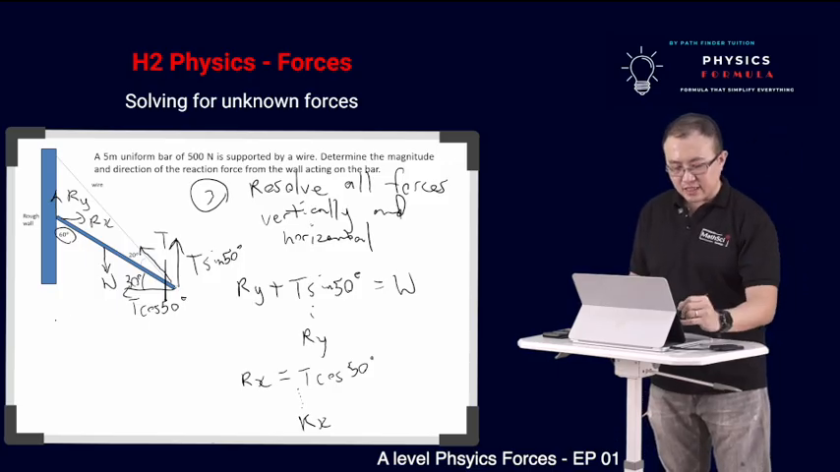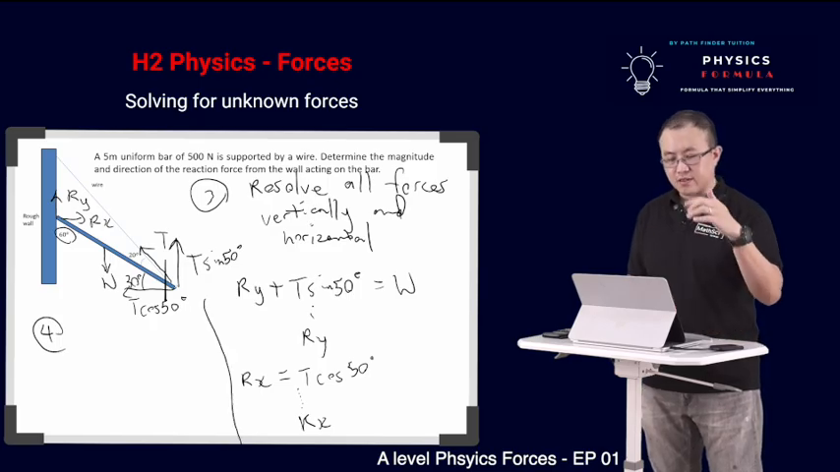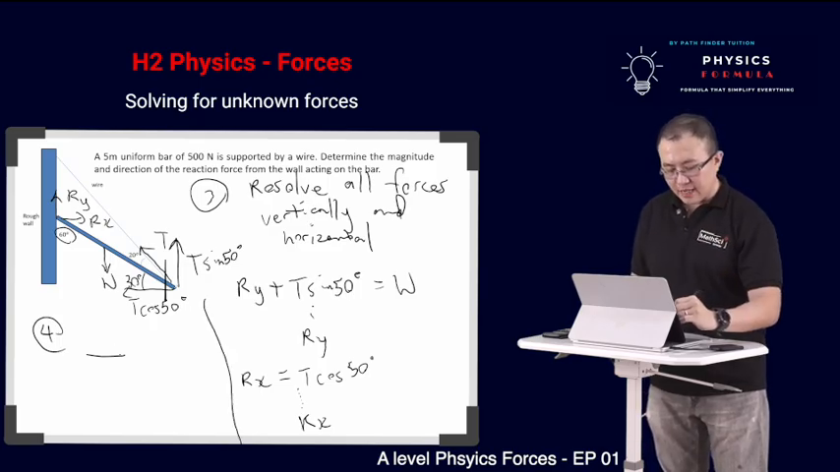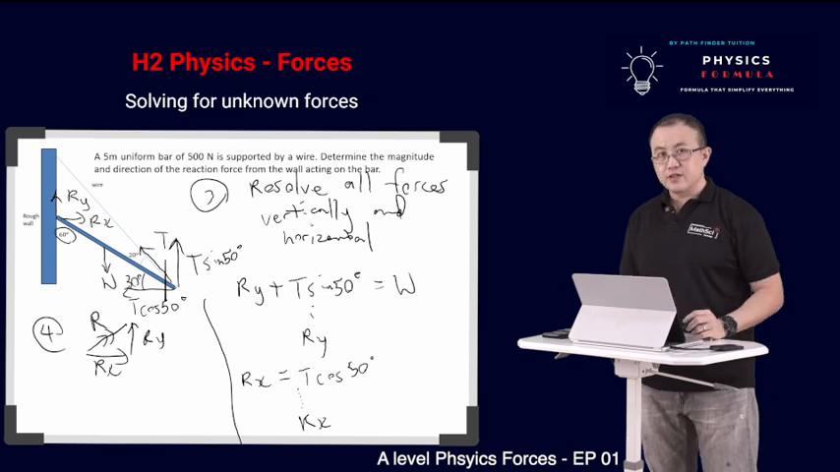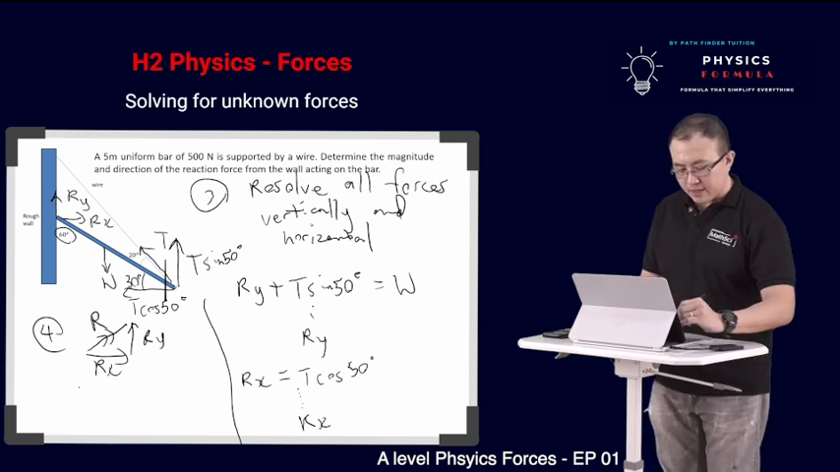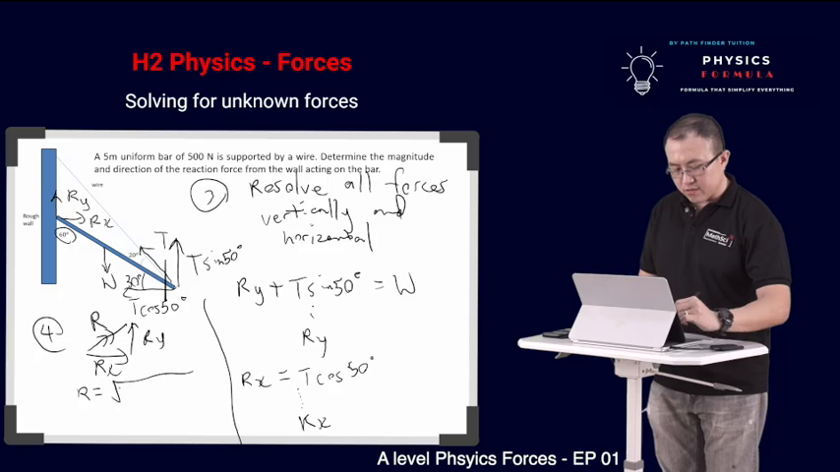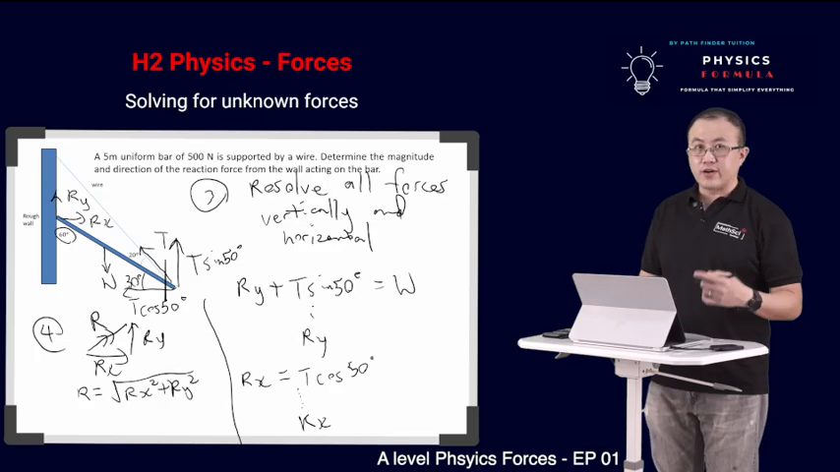Then finally, step number 4 will be you use your Pythagoras theorem. So I'm going to put Rx here, Ry here, put them together. Then you use a vector triangle to find your total R. So Pythagoras theorem will be R equals the square root of Rx squared plus Ry squared. And then you can find the magnitude.